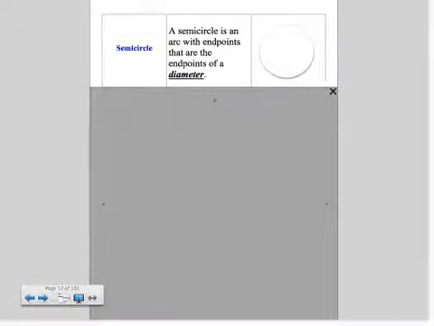A semicircle is an arc with endpoints that are the endpoints of a diameter. In other words, if you cut a circle, your central angle is 180 degrees. It wasn't very good, but you get the idea. If I cut the circle right in half, well then each arc, the green one and the blue one, they're not a minor arc, they're not a major arc, so we call them a semicircle.